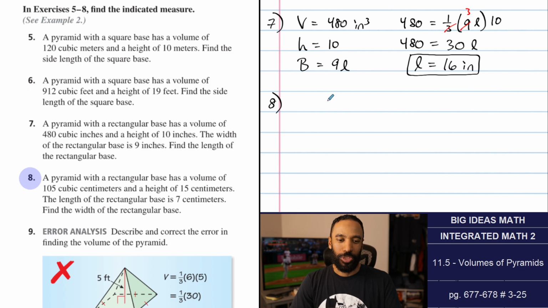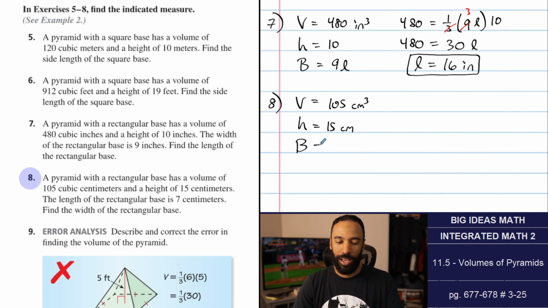Number 8, a pyramid with a rectangular base. Okay, so it's like the other one, only this time you're given the length and find the width. So you have a volume of 105 cubic centimeters. You have a height of 15 centimeters. And that one I can divide by 3, so I'll be good there. Area of base is length times width. The length is 7. We're trying to find the width.